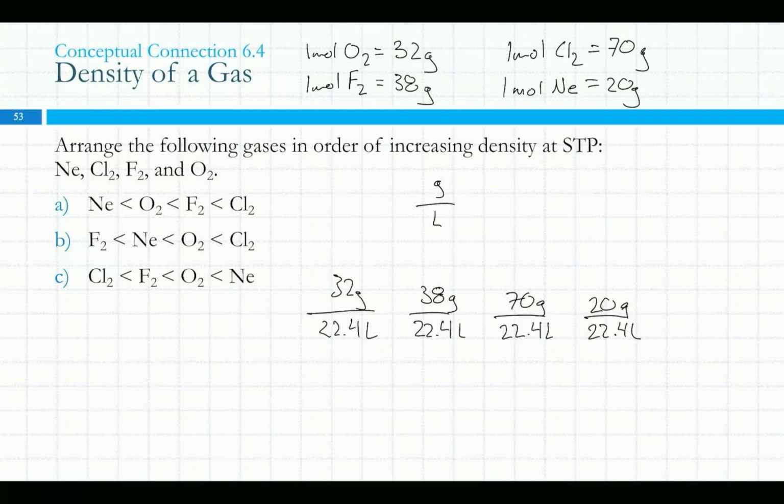Okay, so which one's going to have the highest density? Cl2, right? It's the heaviest. And since I'm dividing them all by the same thing, the only thing that matters is how much more massive they are, or whatever is the higher mass. So Cl2 is going to be the heaviest, or the most dense. So we can cross out this last one because Cl2 is not the first one.